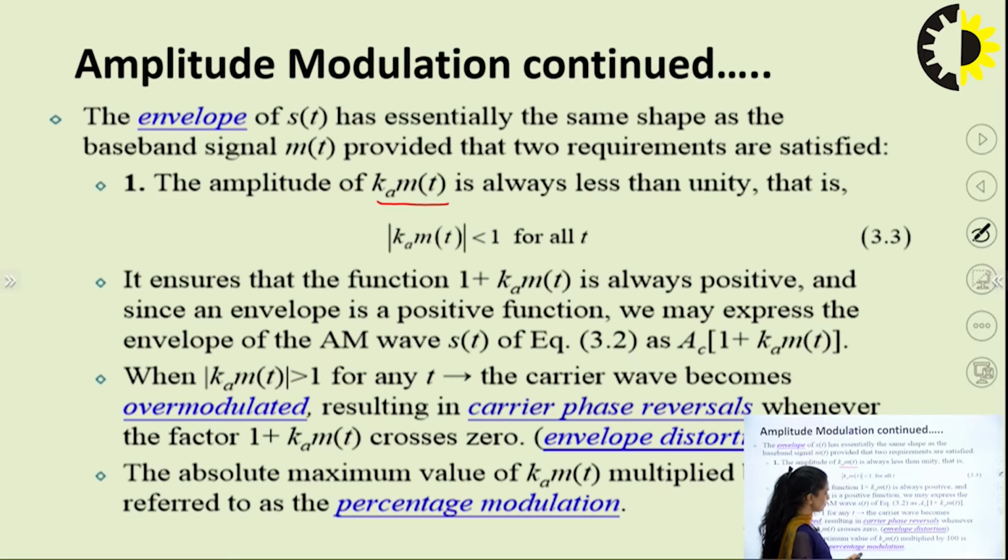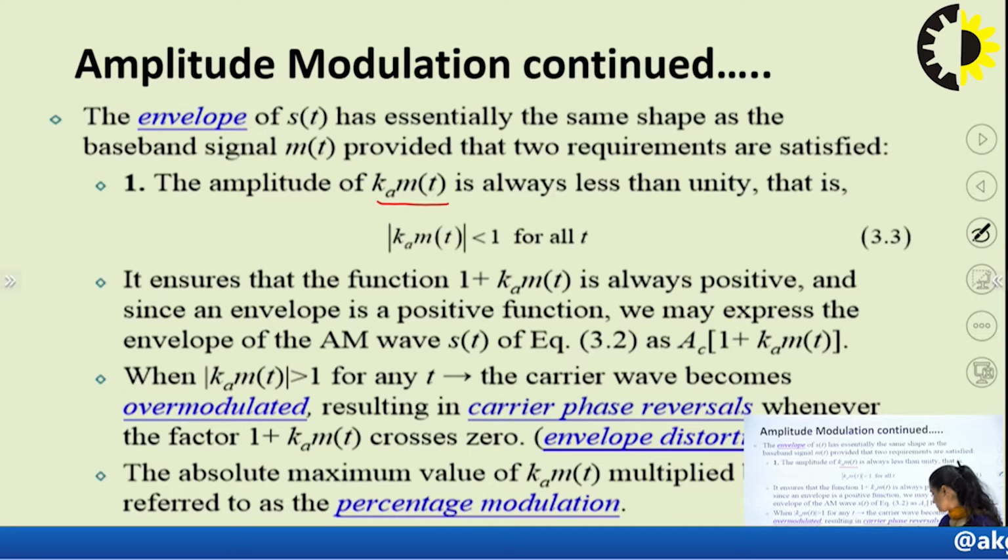So this condition ensures that there is no phase reversal, and that is, small m must always be less than 1. So the overmodulated case is always rejected. The absolute maximum of this is multiplied by 100 to calculate percent modulation. That is when we represent small m in the form of a percentage, capital M.